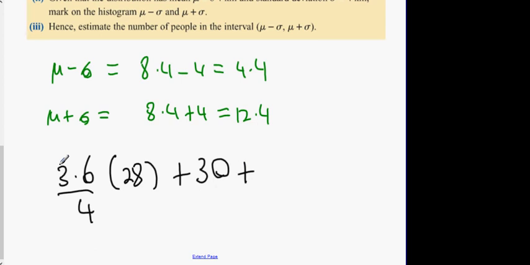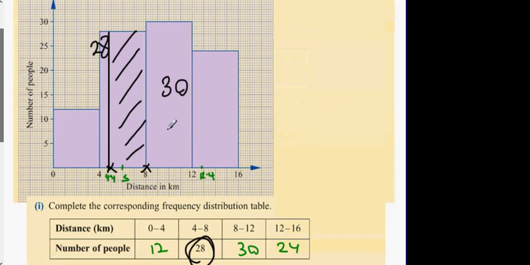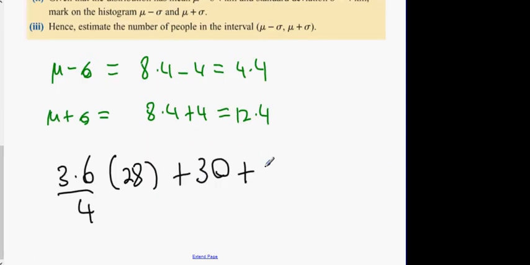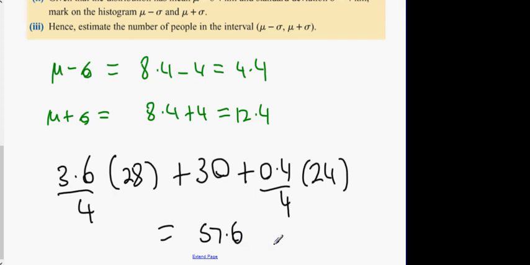And then you go to the end here and you go, okay, that's 0.4 divided by 4, and it's multiplied by 24. So it's basically 10% of the 24. And then you multiply that out, and you should get 57.6 people, rounded up to 58 people.